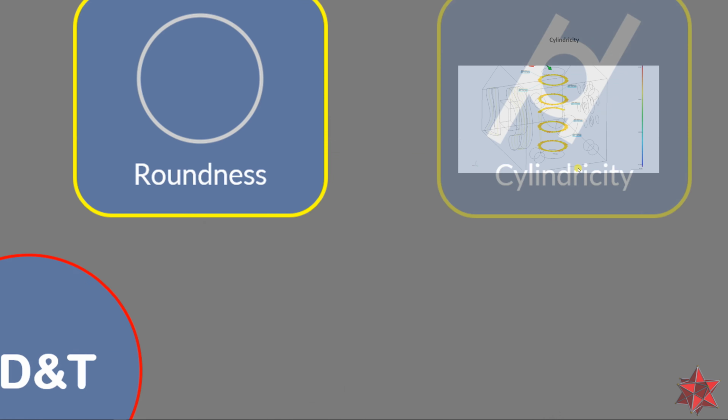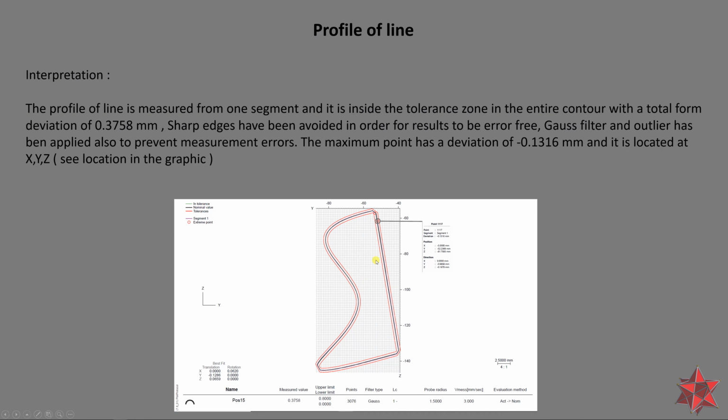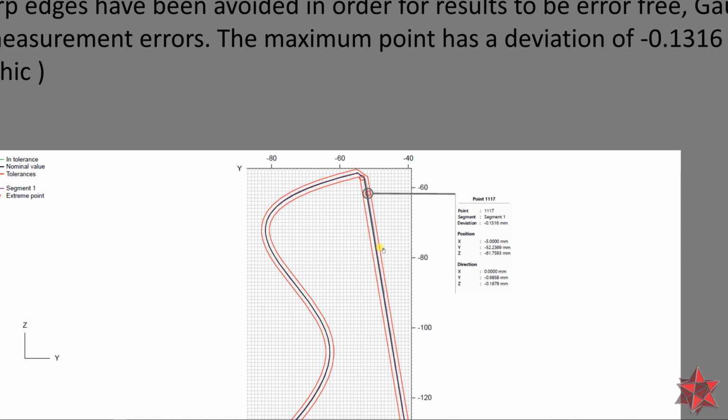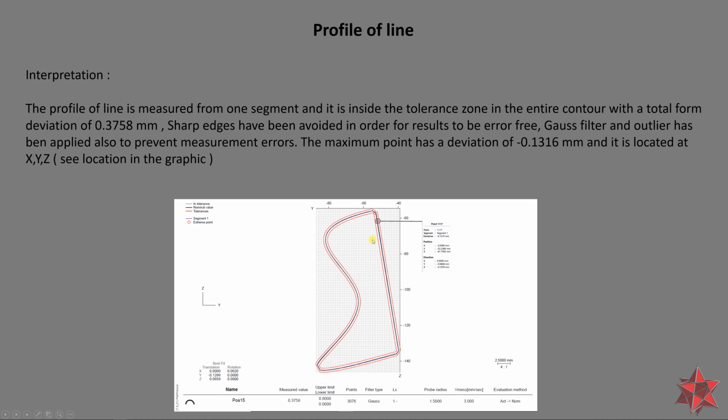Okay, now let's move to the profile of line, where we have the legend as usual right here, with the intolerance line in green, the nominal value in black, and the tolerances right here in red. So the nominal is right here. In green it's a little deviated, so no green. Let's see if we can, yeah, we can see it a little right here, but that's it.